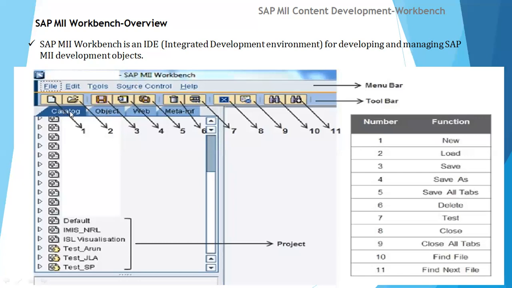And here you can see there are catalog, object, web, and META-INF. These four tabs are available in SAP MII Workbench. So what are these four tabs? These are very important tabs in SAP MII. Let me move to the next slide and I will explain what they are.